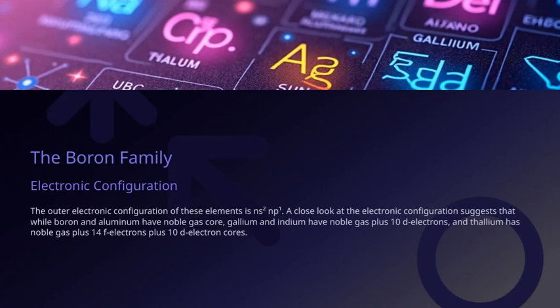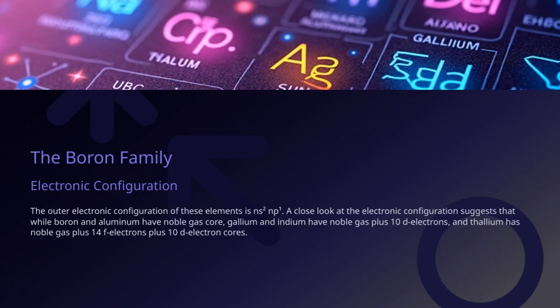Now, let's take a closer look at the electronic configuration of these elements in the boron family. The outer electronic configuration is ns2np1, which means they all have 2 electrons in the s orbital and 1 in the p orbital. This configuration plays a crucial role in their chemical behavior. If you observe carefully, boron and aluminum have a noble gas core, meaning their inner electrons match those of the previous noble gas, simplifying their electron structure. However, gallium and indium are a bit more complex because they include a noble gas core plus 10 d electrons, which are in the d orbital.